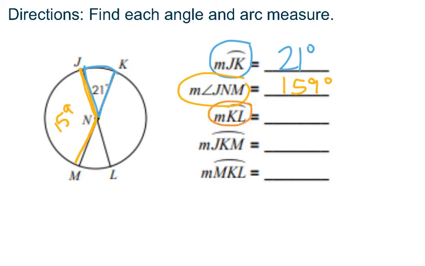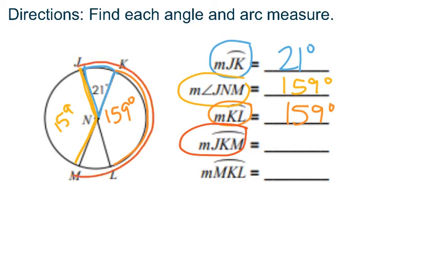The next one, I'm going to find the measure of arc KL, which is this one. The yellow and the orange are vertical angles. So this one is also 159 degrees. Use a different color. This next one, I'm going to find the measure of major arc JKM. So you just go in the order it says, JKM. So the blue is 21, the orange is 159, the red right here has to also be 21 because vertical angles. And if I add all 3 of those together, I get 201 degrees.